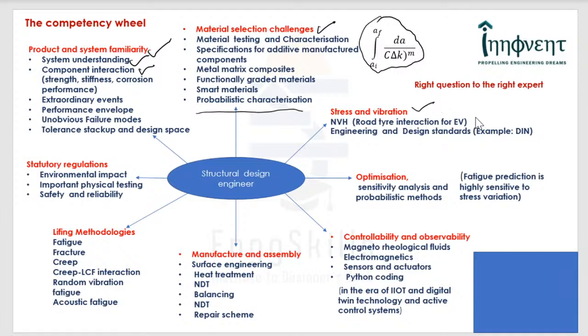And today NVH also becomes a very important characteristic to be addressed. For example, for an electric vehicle, the other noise sources can be neglected, but road-tire interaction might become a very significant source of noise. And also engineering standards and design standards are very important, and you've got to be familiar with them. And optimization is something that is inevitable in the current engineering situation, and sensitivity analysis is very important.